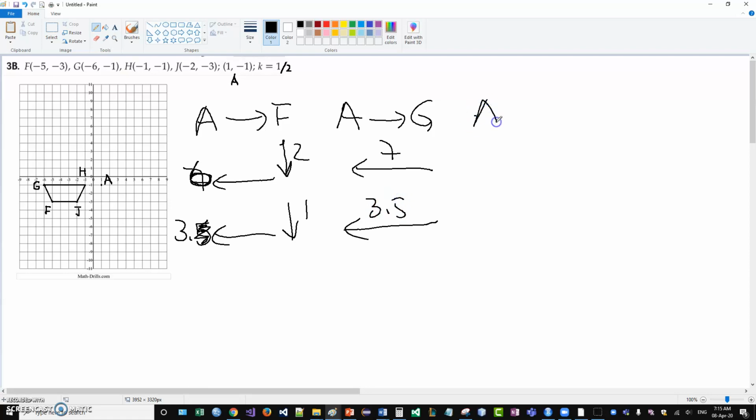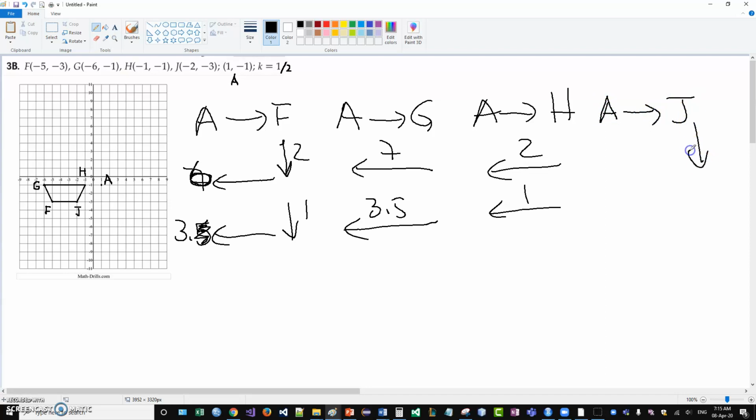Now, from point A to point H, we're going left 2. Multiply that by half, you get 1. And from point A to point J, we're going down by 2 and left by 3. So multiply each one by half, you're going down by 1 and then left by 1.5. Let me plot the points just to save time.